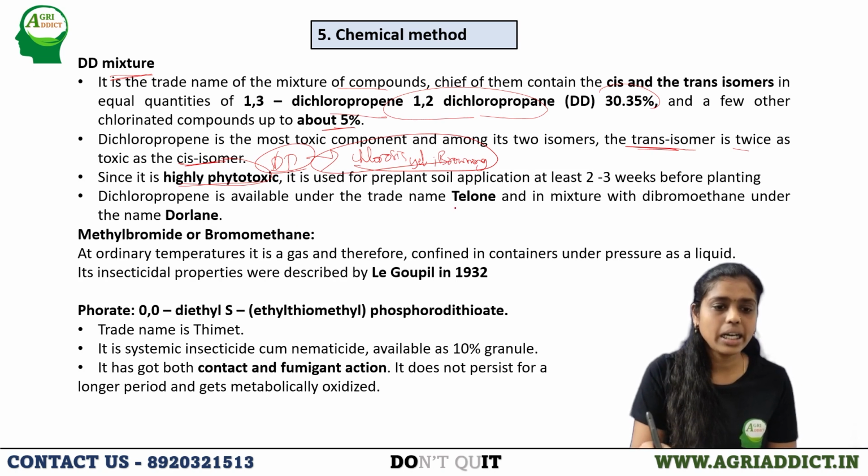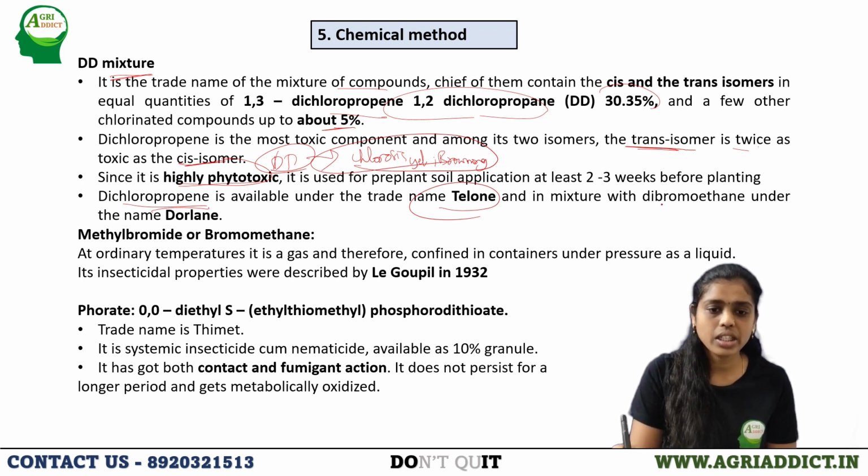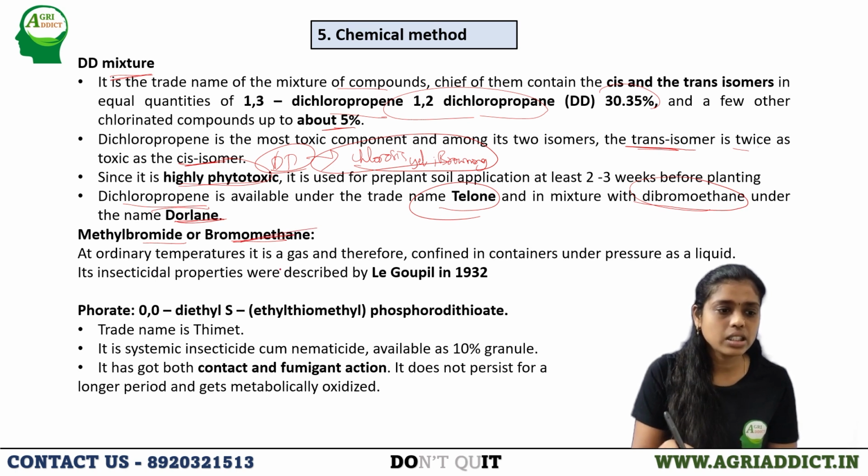Its trade name is Telone. If it consists of only dichloropropene, and it is combined with dibromomethane, then its trade name is Dorlone. And next is methyl bromide or bromomethane. At ordinary temperature it is in gaseous form, and it can also be available in liquid form if it is confined in containers under pressure. Its insecticidal property was first given by Goupil in the year 1932.